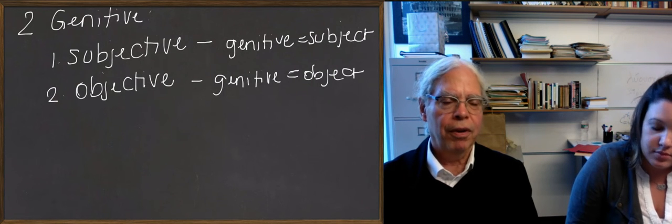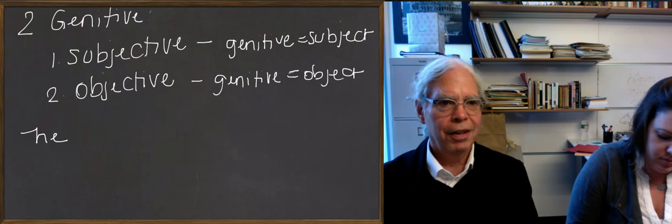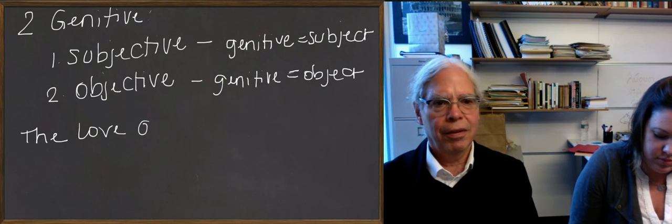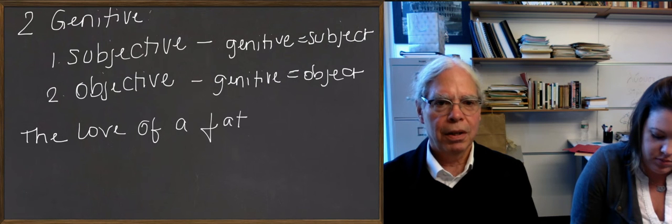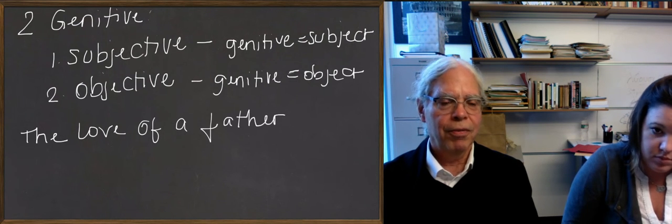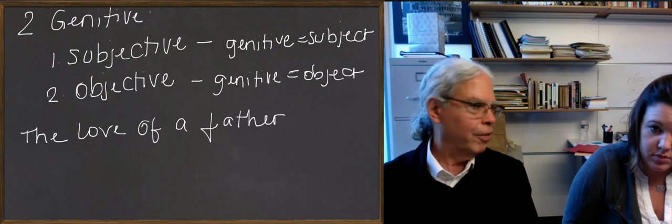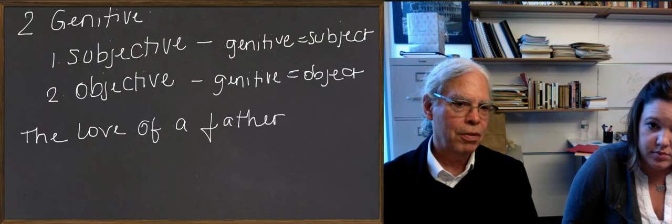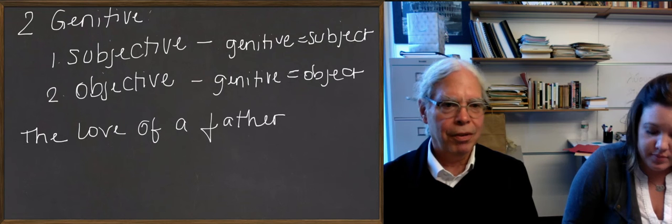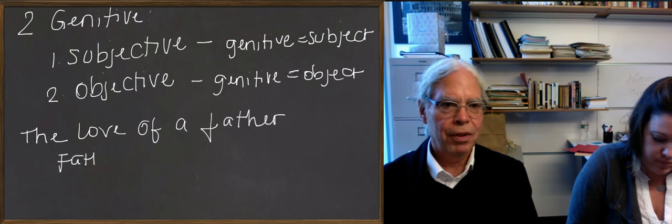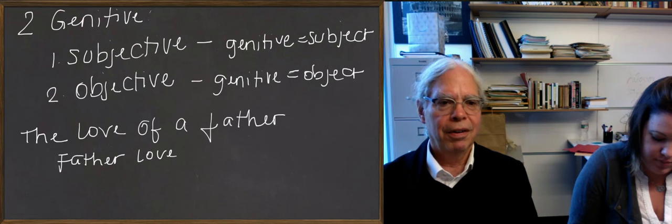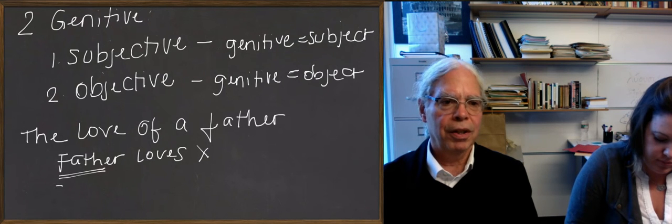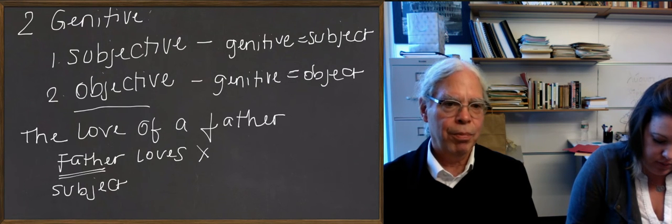If you say the love of a father, okay? There are two ways of understanding that. It can be the father loves someone, as the underlying sentence, in which case the noun father is the subject of the sentence. So why don't you write that down? The father loves X. That's a subjective genitive. So that's the father's love for somebody, right? The love of the father, right? Father loves X.